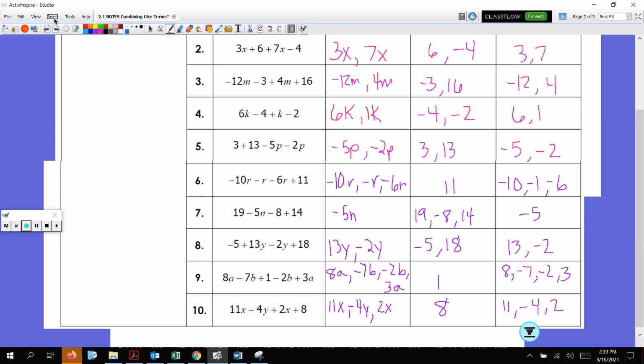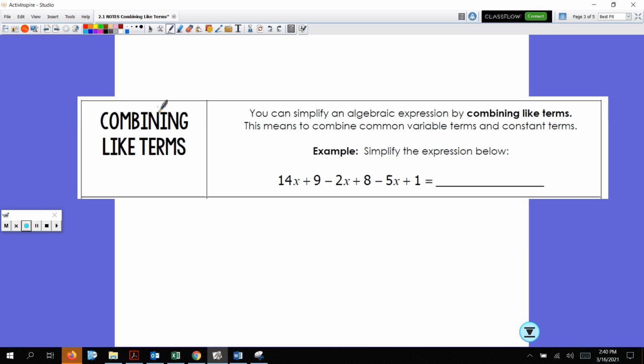All right, let's talk about the whole reason why we're able to identify the difference between variable terms and constant terms. Why are we doing this? Because we want to combine like terms. You can simplify an algebraic expression by combining like terms. This means to combine common variable terms and constant terms, okay? So here, first, sometimes I like different shapes around my variable terms, but that can get a little crazy. So what I'm going to do is just underline all of my variable terms.